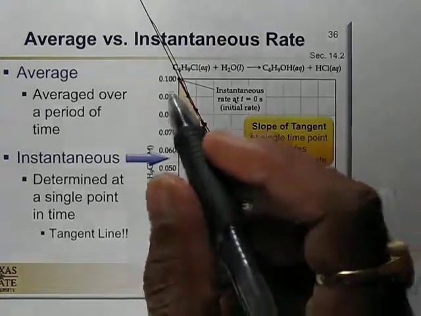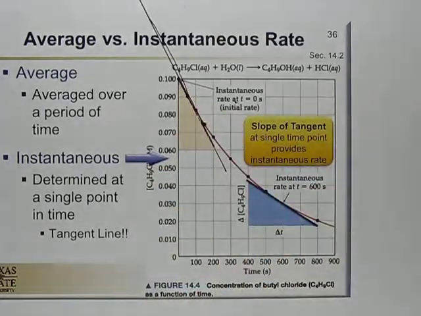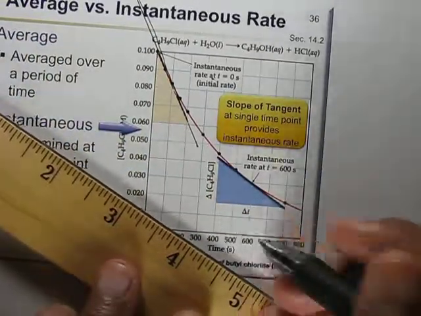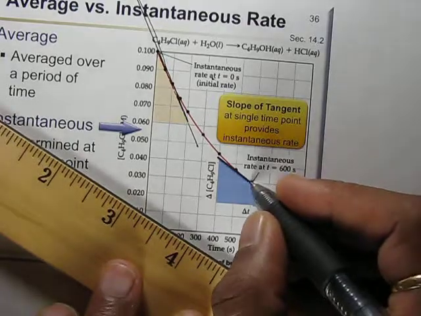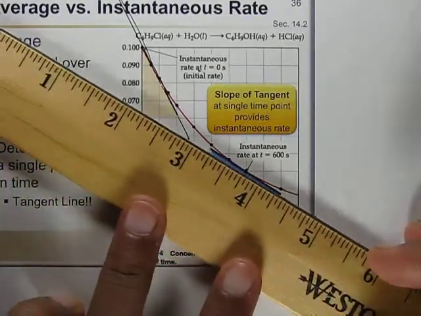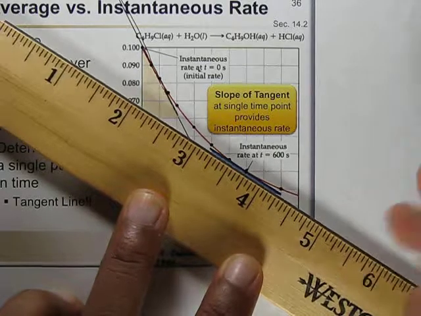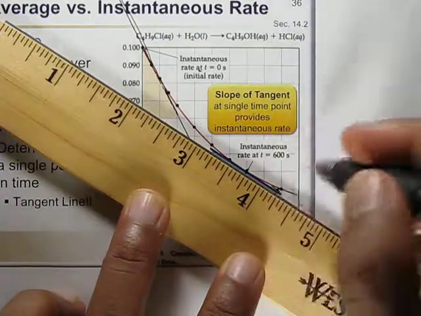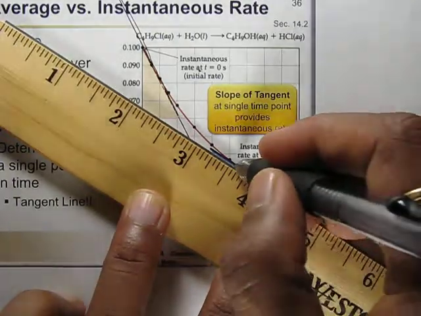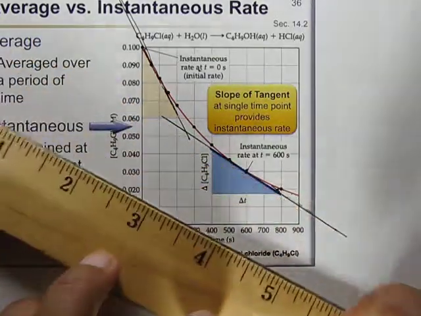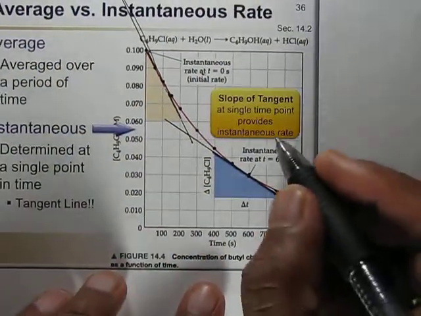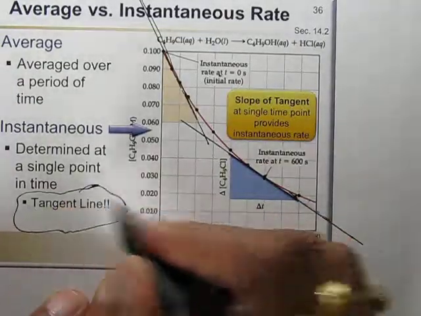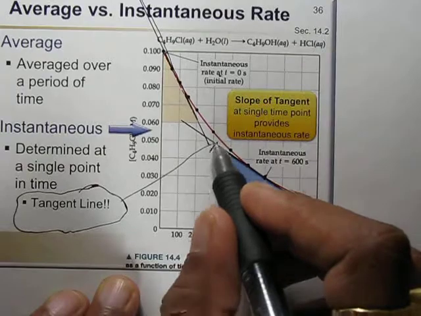Either you can make a tangent line at this point, or you can also make a tangent line at this point, which is around 600 seconds. So this point was selected, and you draw a line which is just touching this curve, like this one. So this is called the tangent line. Tangent line means the line which is touching the curve.